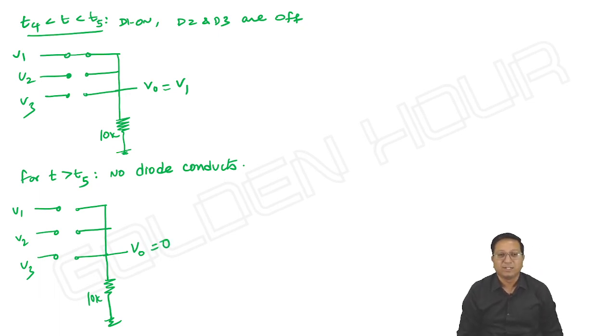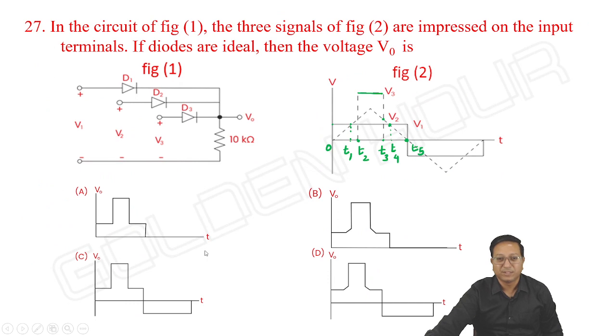That's it. Then what is our final output waveform? If you observe the options, for t greater than t5, the output should be 0. So we can discard options C and D, and look at A and B. Of course, option B is correct.